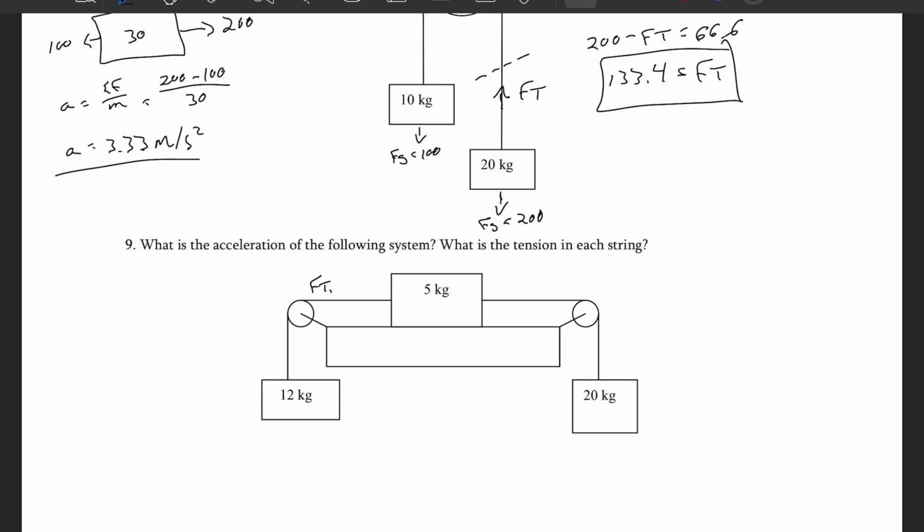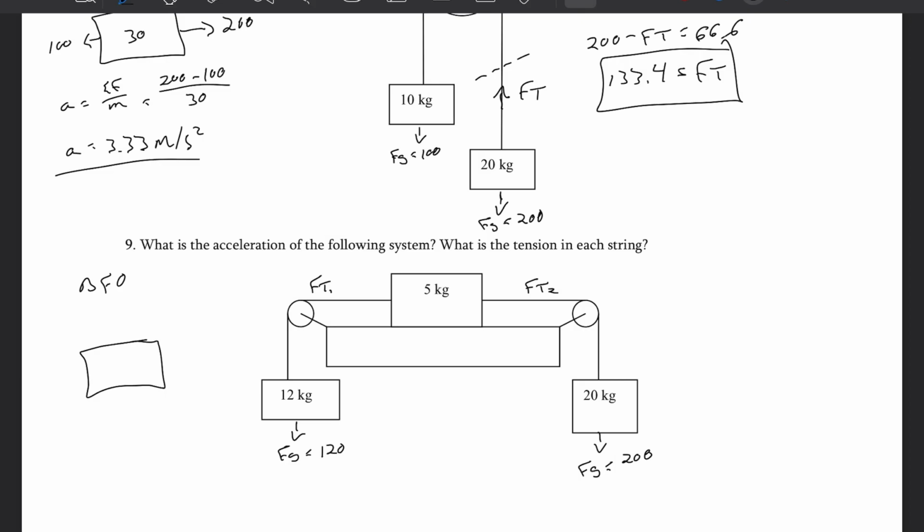Last question, what is the acceleration of the following system? What's the tension in each string? Now we've got a string that's interrupted by a mass in the middle, so there'll be different tensions. We'll call it FT1, FT2. 12 kilogram mass has force gravity down 120. 20 kilogram mass down force gravity 200. The system will accelerate to the right based on this.